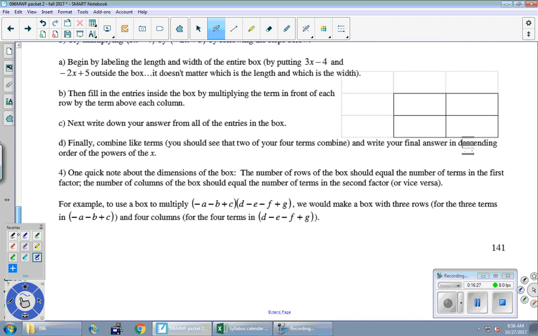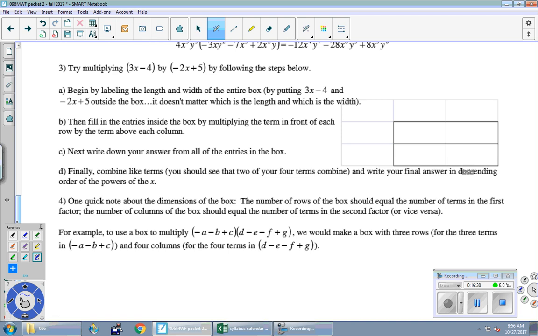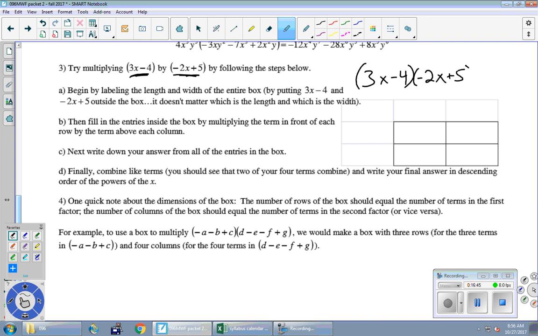Okay, moving on. Let's take a look at number 3. So in number 3, we are going to be multiplying 3x minus 4 and negative 2x plus 5. I'm just going to write that over here. 3x minus 4 times negative 2x plus 5. Okay, there are a few different valid ways to multiply this thing.